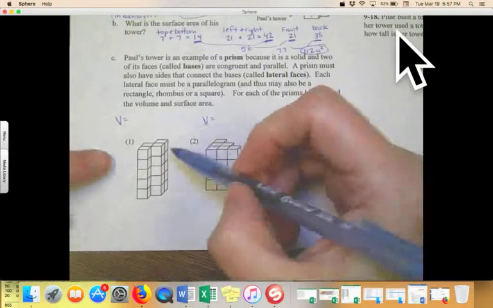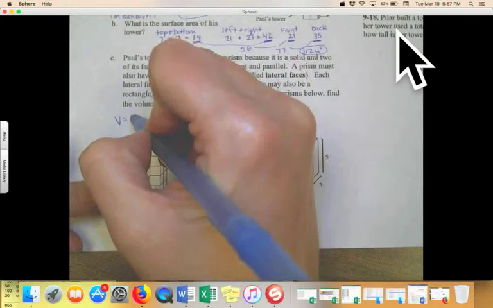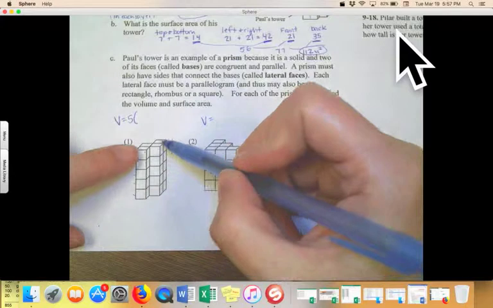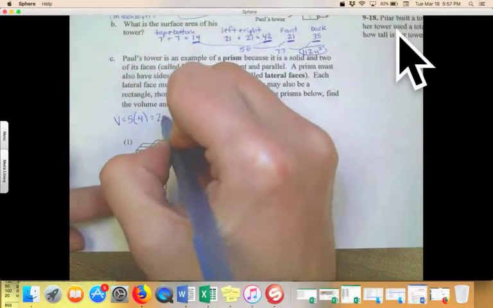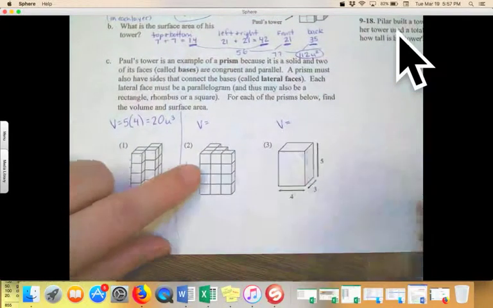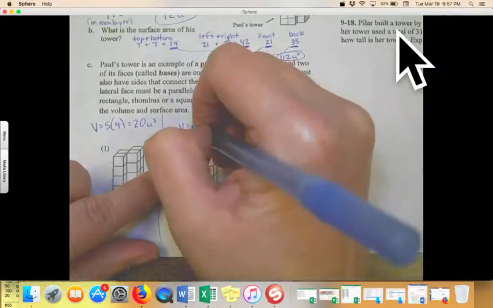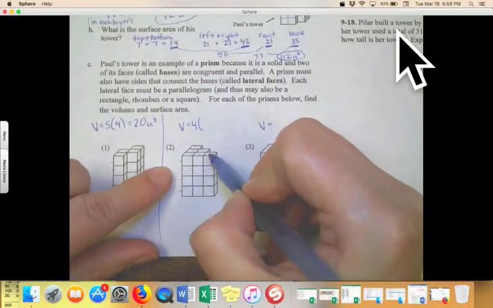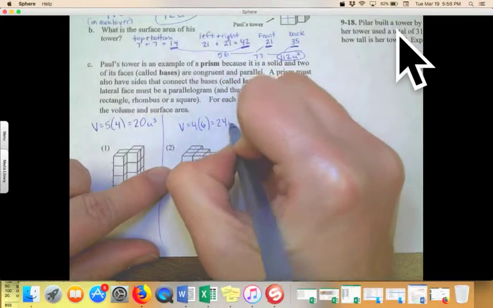Okay, so for this first structure, we have 1, 2, 3, 4, 5 layers. That's our height. And each layer is 1, 2, 3, 4 blocks. So if we have 4 blocks times 5 layers, then our volume here is 20 cubic units for the first one. Let's look at the volume of the second one. Here we have 4 layers, so 4 is our height, and each layer has 1, 2, 3, 4, 5, 6 cubes. So our volume here is 4 times 6, which is 24 cubic units.